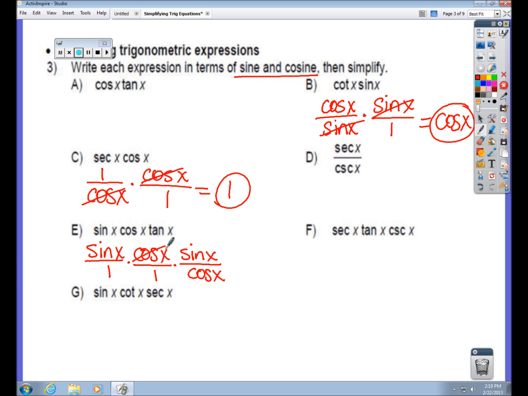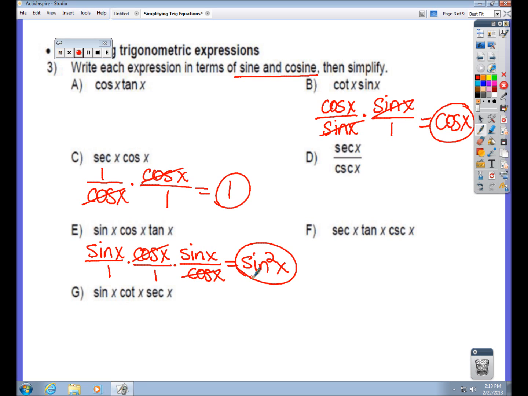Okay, now this time the cosines will cancel, but the sines will not. So if I have sine times sine on the top, that would be sine squared. On the bottom we just have 1 times 1, which is 1. Okay, so sine squared is going to be my answer.